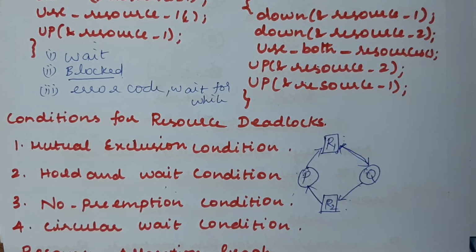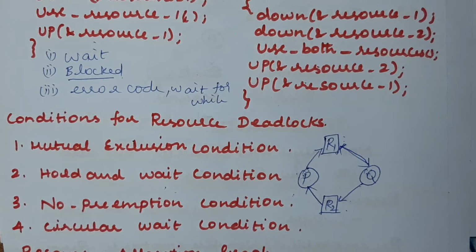So like that, we have a cyclic condition. One cycle exists in this particular graph. I will tell you what a graph is and how we get the cycle. With the help of the graph, we can decide whether deadlock will occur or not. That is the next topic.